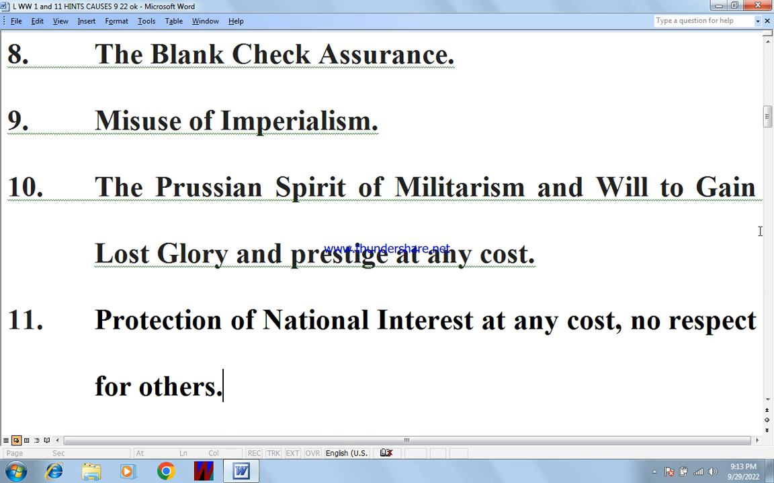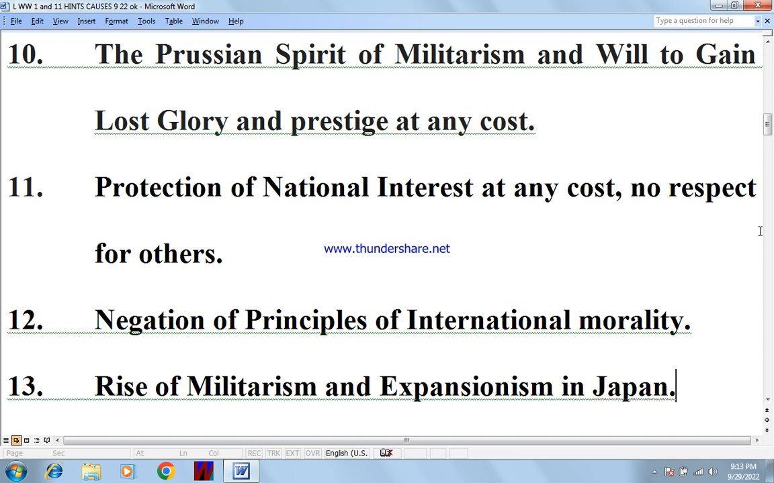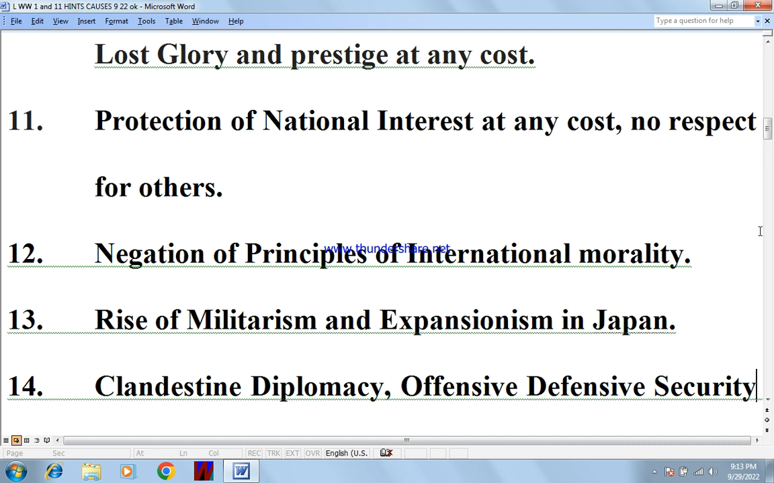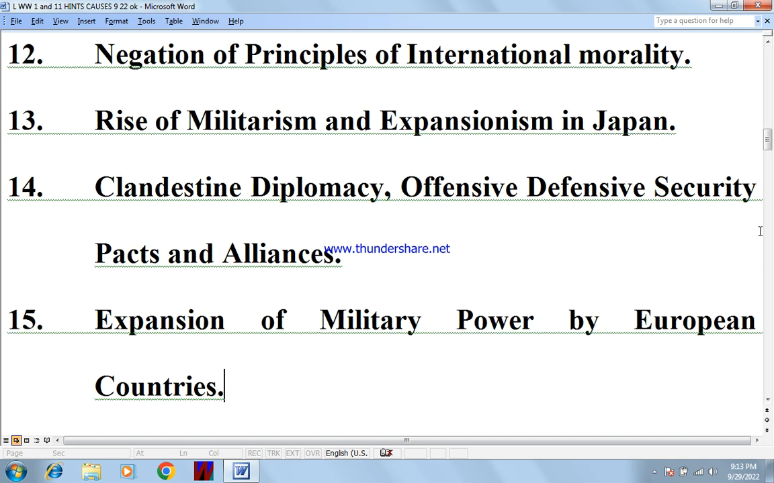Number eight, blank check assurances given by Germany. Number nine, misuse of imperialism. Number 10, the Prussian spirit of militarism and the will to gain lost glory and prestige at any cost. That's why they followed Hitler. Number 11, protection of national interest at any cost, with no respect for others' national interest. Number 12, negation of the principles of international morality.